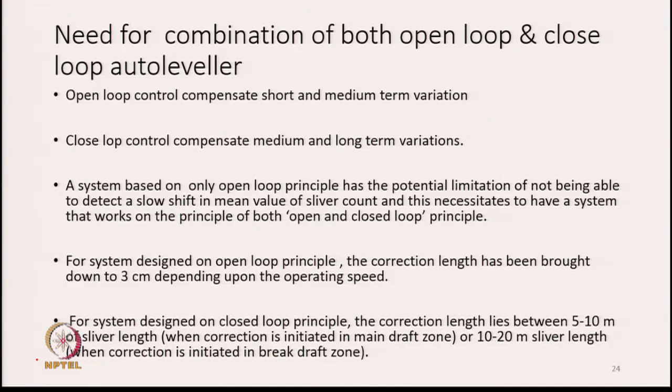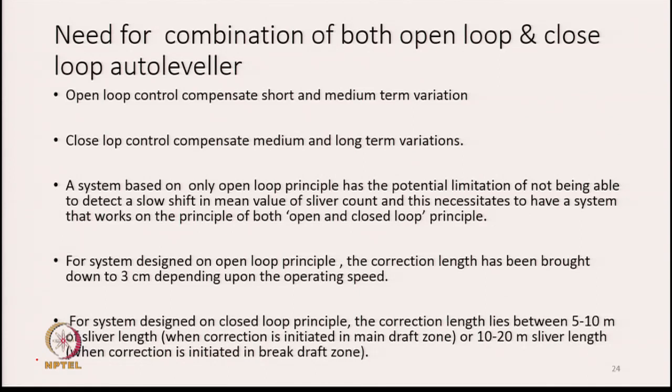Need for combination of both open loop and closed loop autolevelers. Open loop control compensates short and at the most middle term or medium term variations. Closed loop control compensates medium and long term variations. That is the advantage of closed loop. So, a system based on only open loop principle has the potential limitation of not being able to detect a slow shift in the mean value of sliver count, and this necessitates a system that works on the principle of both open and closed loop.